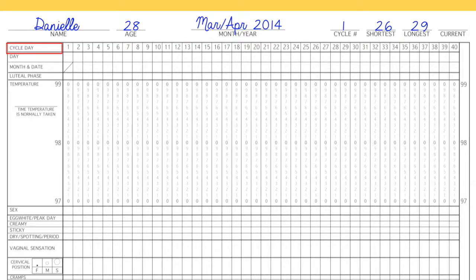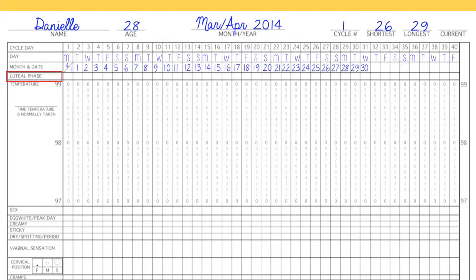Next you have the cycle days, which are automatically filled in for you. Of course, day number 1 is the first day you get your period, so that's your starting point. Underneath that you have the day of the week. Some people find it helpful to fill it in, others don't. For me, I just put in what day it is, so Monday, Tuesday, Wednesday, and so on. The row underneath that is for your luteal phase, but you don't have to fill it out yet because you won't be recording that until a little bit later on in your cycle.